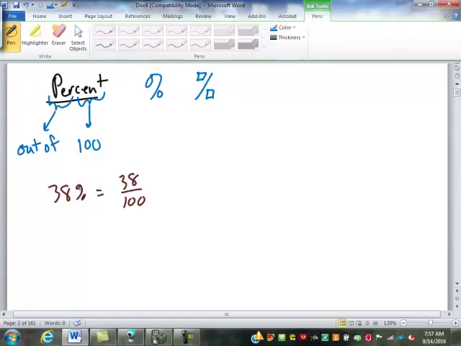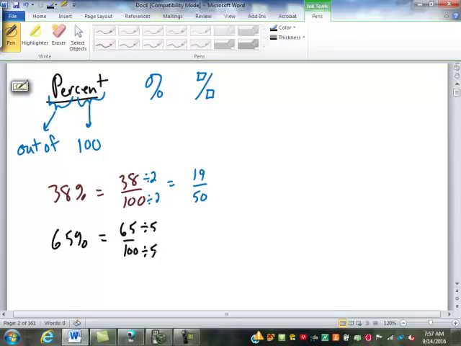38%, 38 over 100. Now, we wouldn't leave it as 38 over 100. What would we want to be able to do with that? We can reduce it. Both of those numbers can be divided by 2. That would give us 19/50ths. So what if I give you 65%? What's that going to be as a fraction? Start out as 65 over 100, and then what? Both can be divided by 5 to give us 13/20ths.